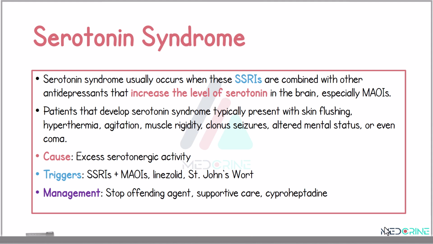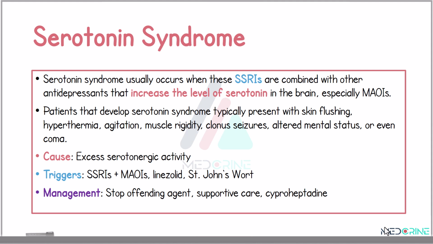What is serotonin syndrome? Serotonin syndrome usually occurs when the selective serotonin reuptake inhibitors are combined with other antidepressants which increase the level of serotonin in the brain. The common example is monoamine oxidase inhibitors.